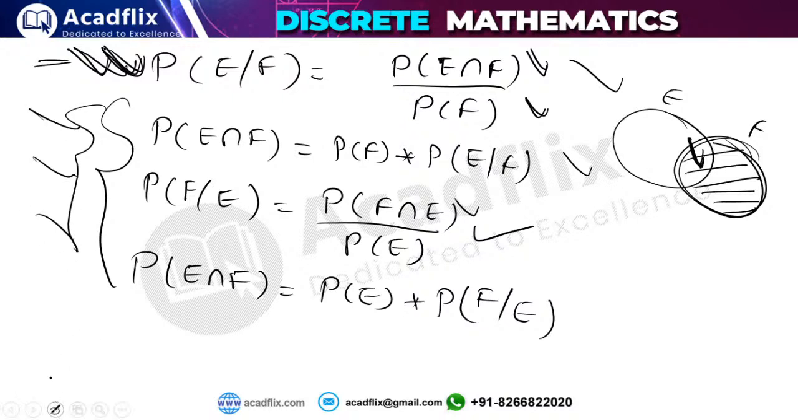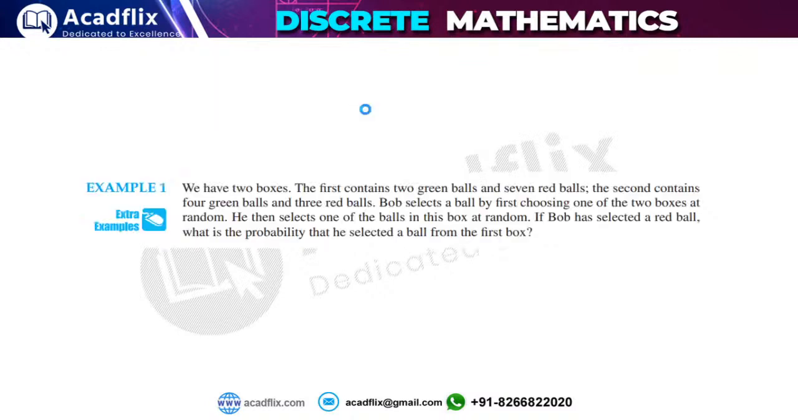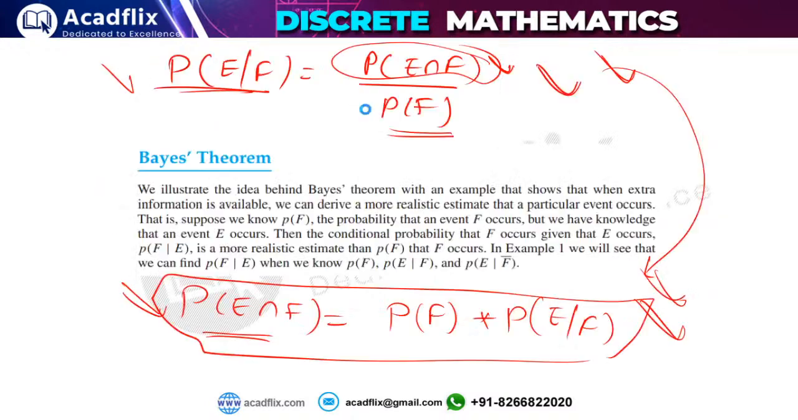Now let's see the Bayes theorem. The proof of Bayes theorem we will see in the complete lecture, because right now we don't have enough time to see the proof. So the proof we will see at a later point of time. But the Bayes theorem says that probability of E given F can be written like this.